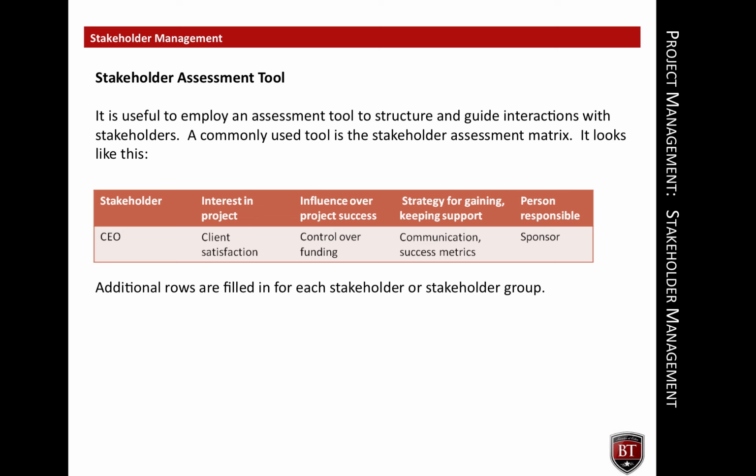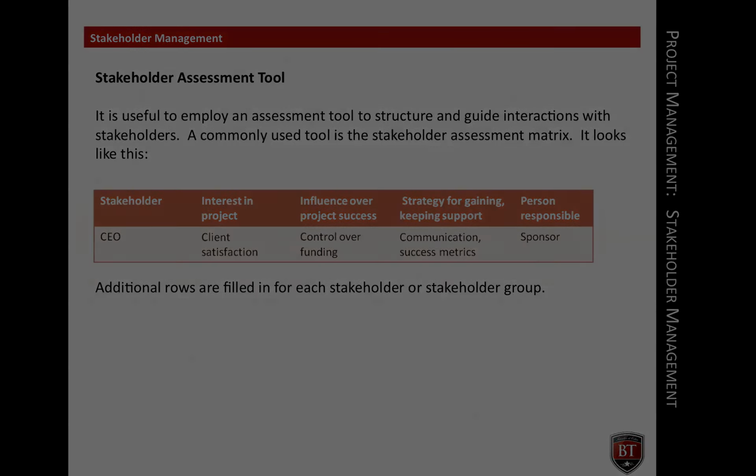A commonly used tool for these purposes is the Stakeholder Assessment Matrix. The matrix is made up of 5 columns: the stakeholder's name, their interest in the project, their influence over project success, strategies for gaining or keeping their support, and a column to assign the strategy to a specific team member. Each row identifies a stakeholder.